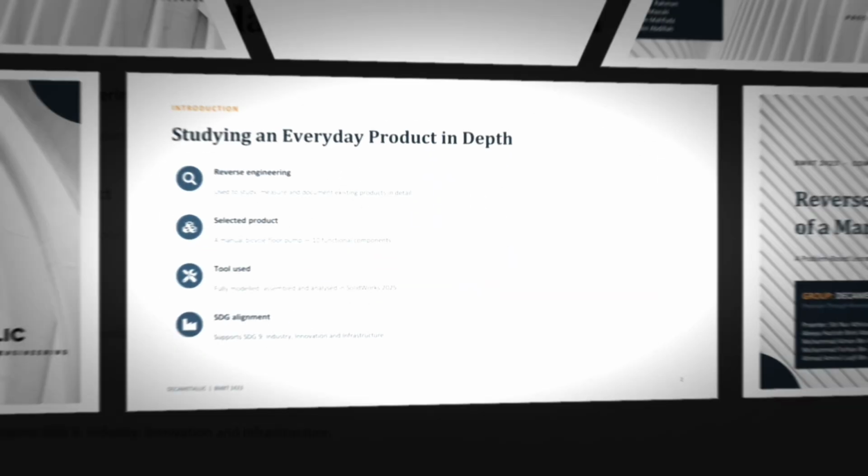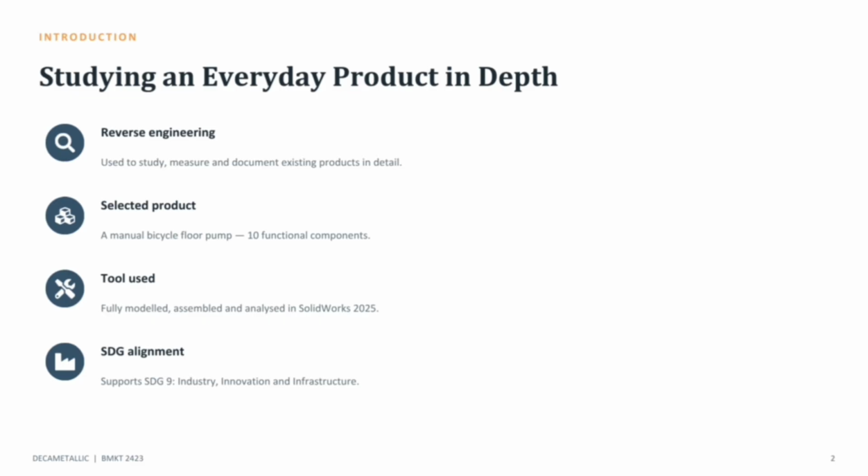Let us begin. This project is centered around studying an everyday product in depth through the approach of reverse engineering. Reverse engineering allows us to study, measure, and document an existing product in full technical detail. For this project, we selected a manual bicycle flow pump consisting of 10 functional components. The entire modeling, assembly, and analysis process was carried out using SolidWorks 2005. This project is also aligned with SDG 9, Industry, Innovation and Infrastructure, by promoting innovation through systematic engineering documentation.